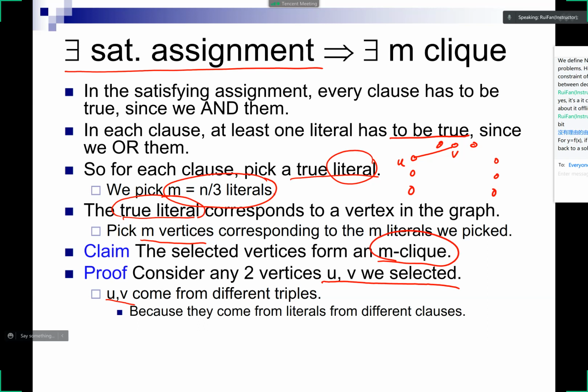So whenever you have a satisfying assignment, you have at least one true literal for each clause, and so you can pick out these M vertices corresponding to these true literals, and we proved that these M vertices are all connected to each other, and they form a clique. So therefore, we've shown this statement up here.